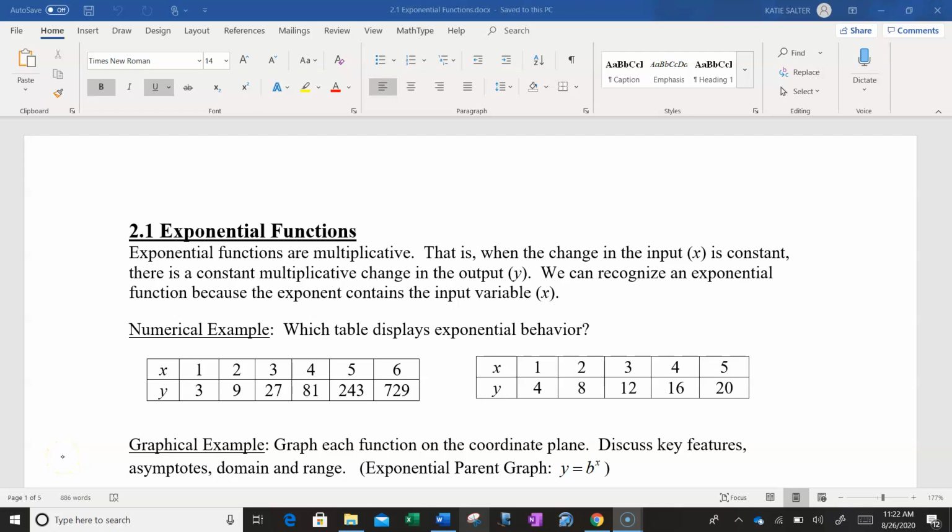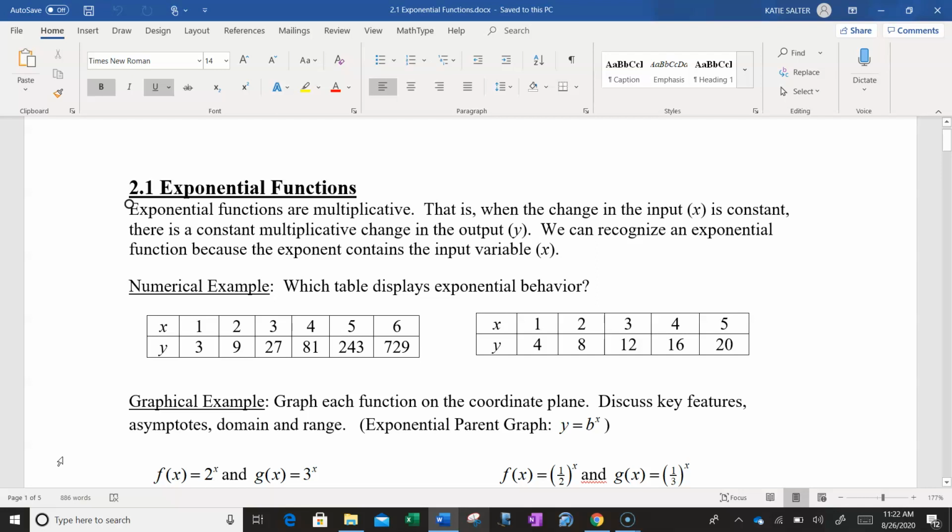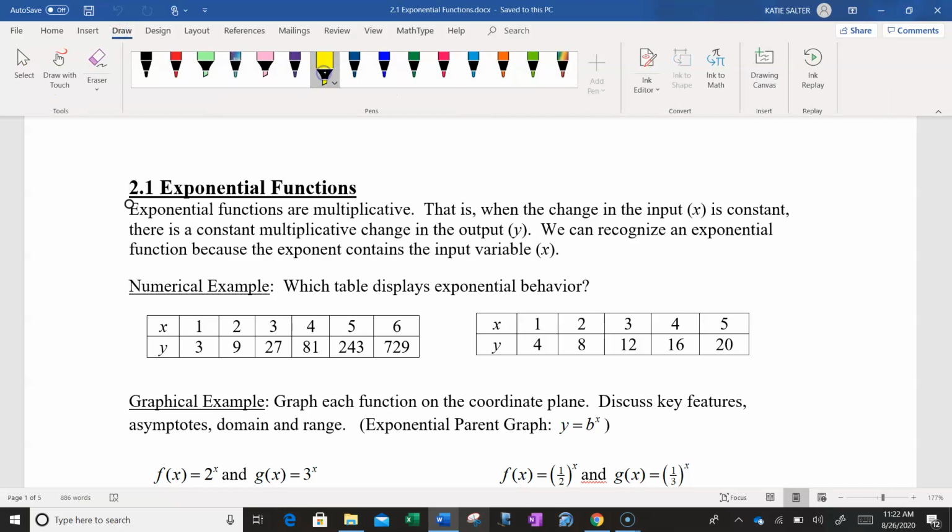Okay, so in this lesson, we are returning to exponential functions. We first explored exponential functions in Math 1, and I'm sure that you've talked about things that grow and decay exponentially in other courses. Exponential functions are multiplicative. That's really important that you understand that. That's how we pick out behavior and that it's an exponential function. So what that means is when the input values are constant, there's a constant multiplicative change in the output.